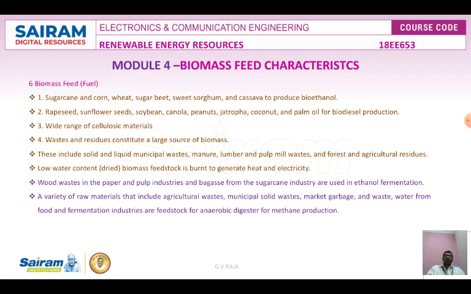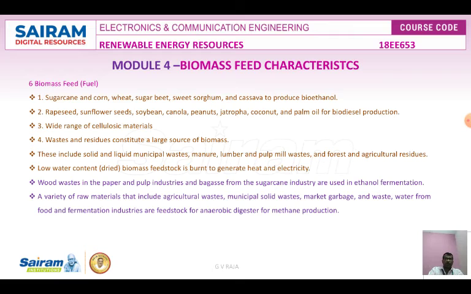Biomass feeds or fuels are used as follows. Sugar cane, corn, wheat, sugar beet, sweet corn, and cashew all produce bioethanol. Rapeseed, sunflower seed, soya bean seed, peanuts, coconut, and palm oil are all used for biodiesel production. Cellulose materials like grassy crops, woody plants, byproducts of forestry, agriculture stems, and municipal waste are used for the generation of feedstocks, cellulose material.